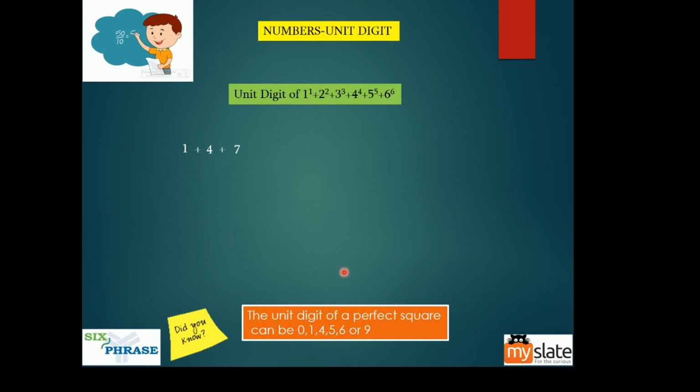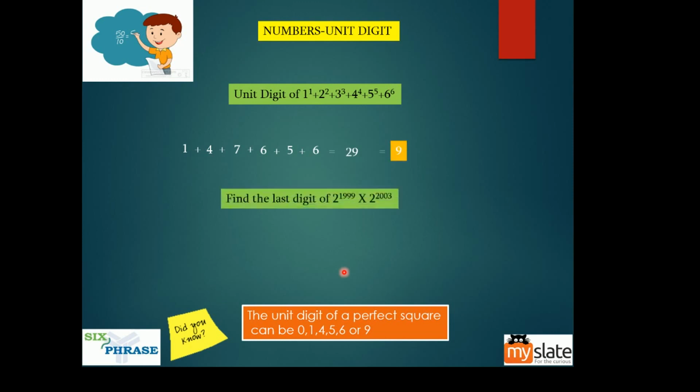4 power 4, you know even powers of 4 end in 6. 5 power 5 is 5. 6 power 6, all powers of 6 end in 6. So finally you add them up, you get 29, and the unit digit of our answer is 9.